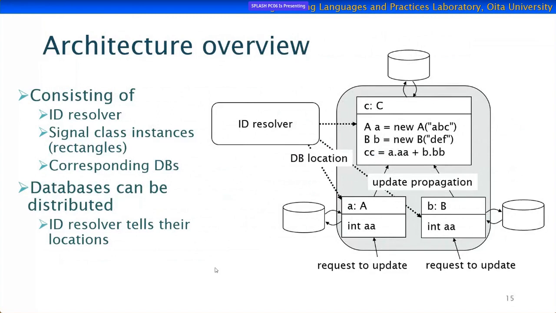Here is an overview of our architecture. Our architecture consists of an ID resolver, signal class instances, and their corresponding databases. In this diagram, all signal class instances A, B, and C execute in the same memory space, but the database can be distributed. The connection between a signal class instance and the corresponding database is created when the instance is created. The ID resolver tells the location of the database when this connection is made.